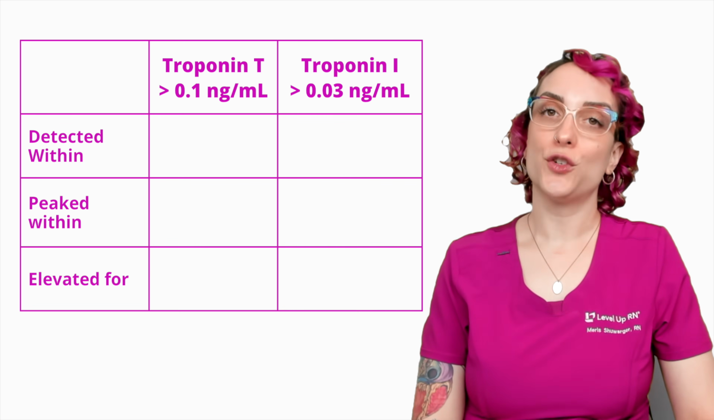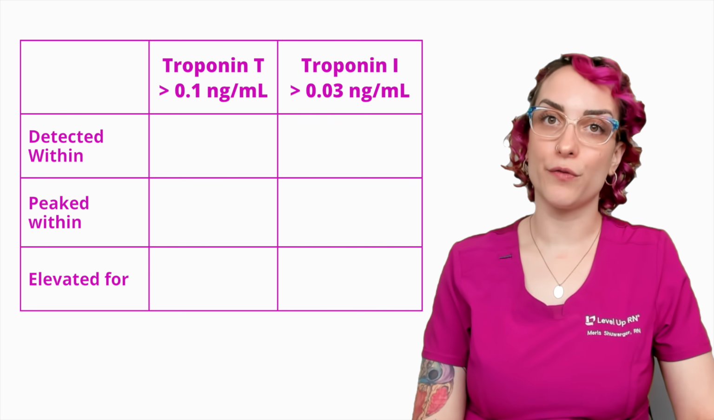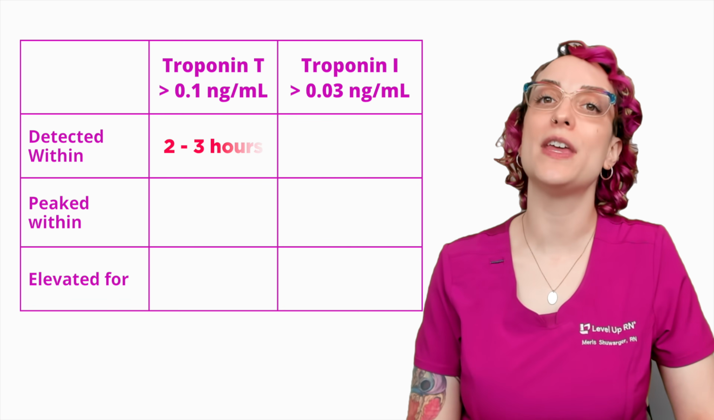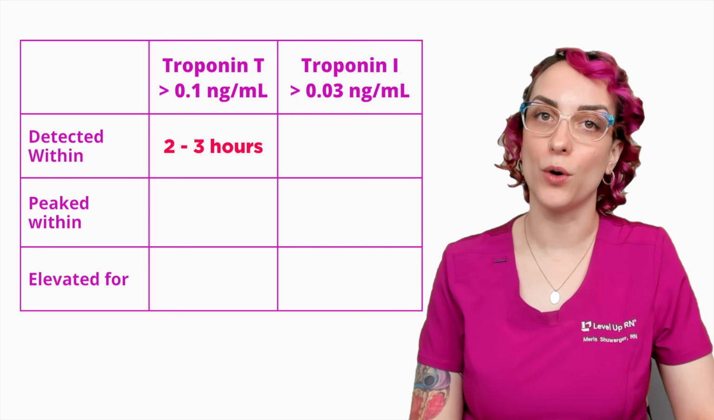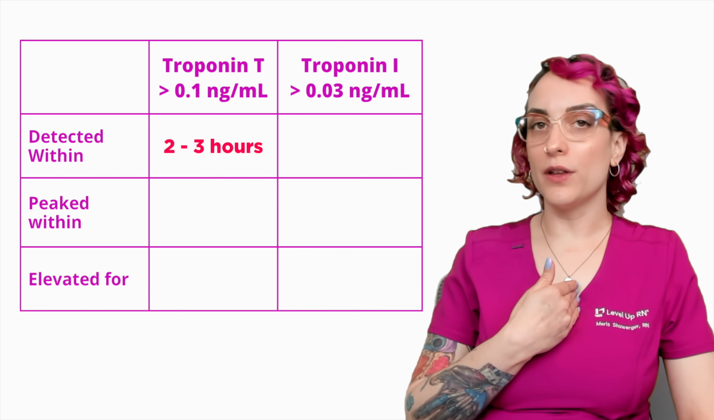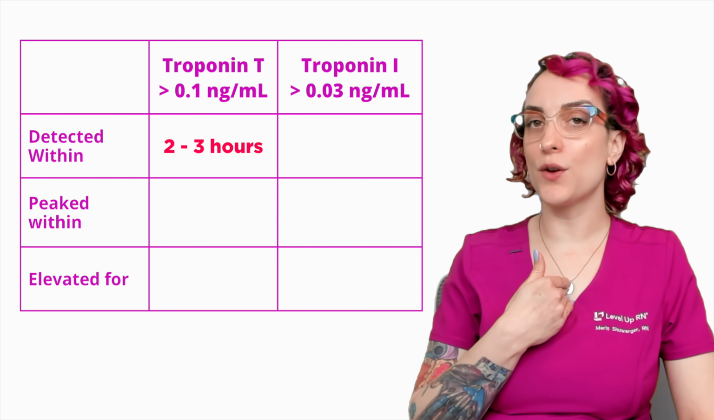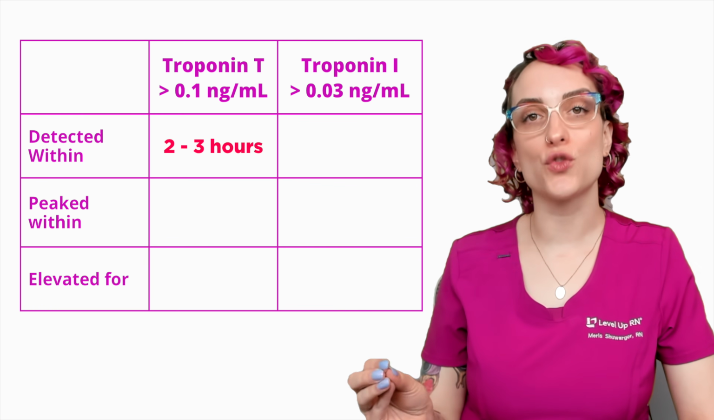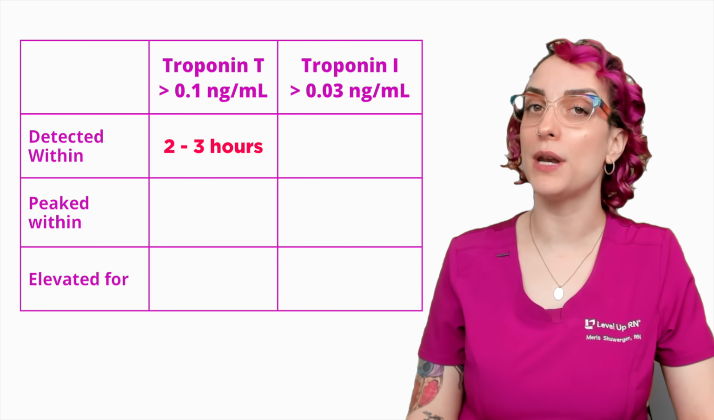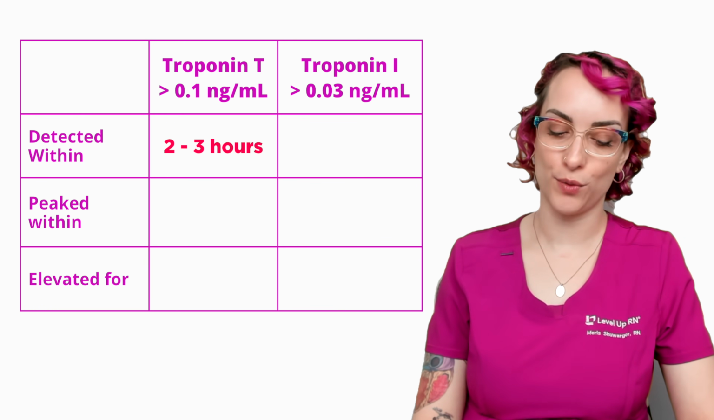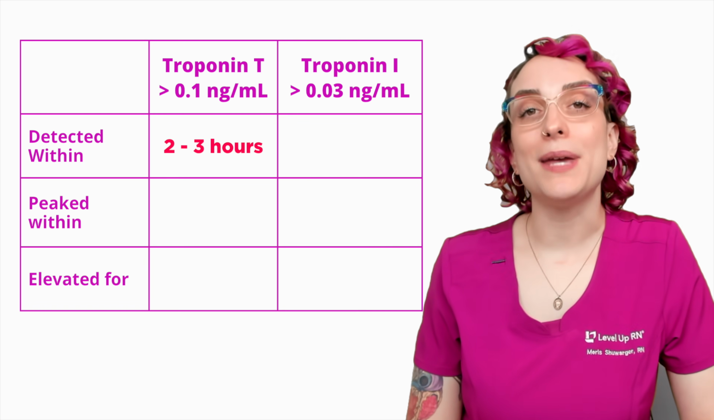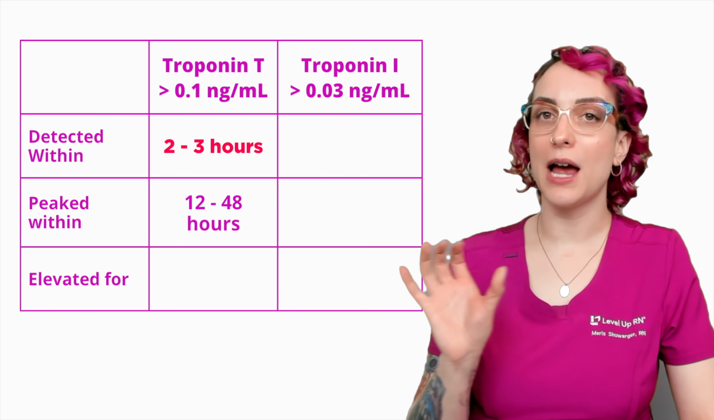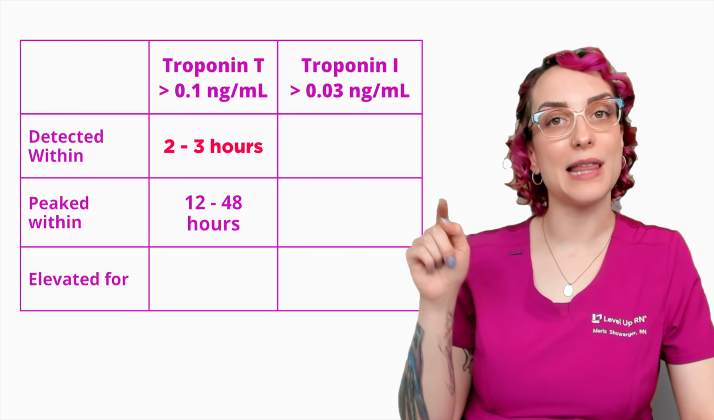Now, with troponin T, here's some important information for you. We expect that it will be detectable within 2 to 3 hours. So again, I start feeling chest pain, my troponin isn't going to be elevated immediately. And this is why we wait and redraw a negative troponin on somebody with acute chest pain, 2 to 3 hours. It will be peaked within 12 to 48 hours. So sometime in that time zone is when we will see that peak.